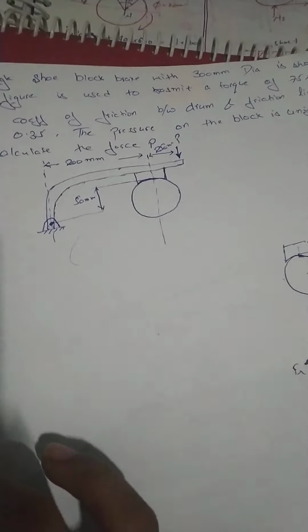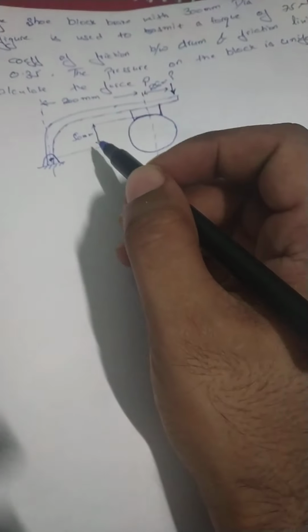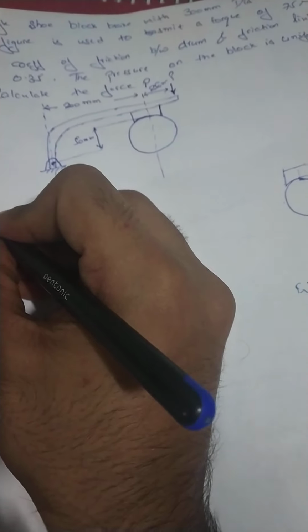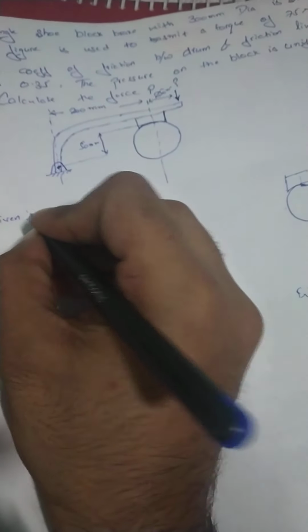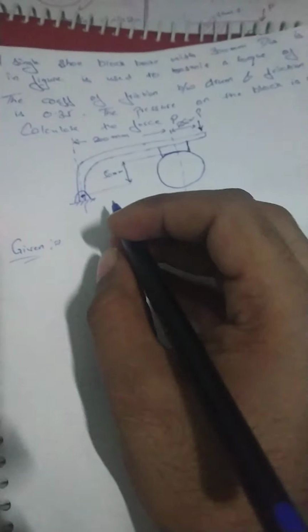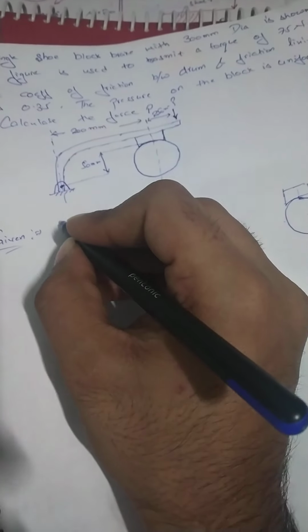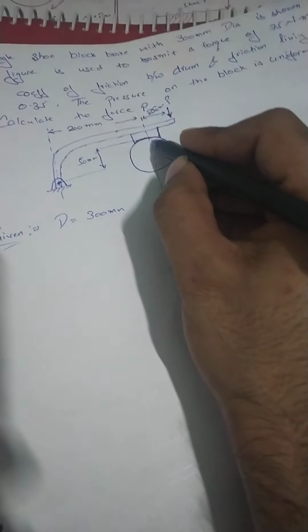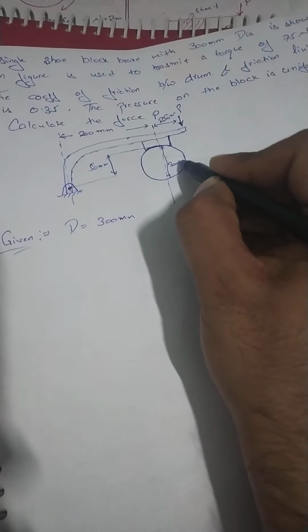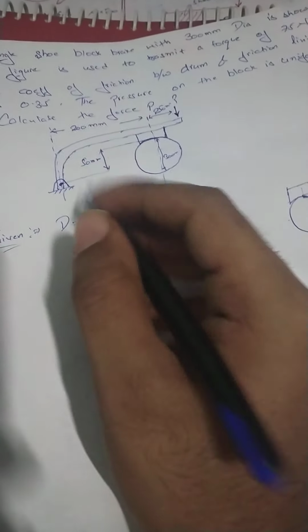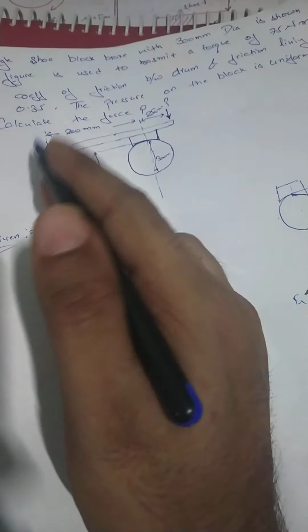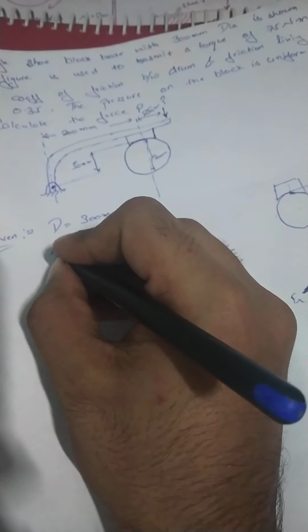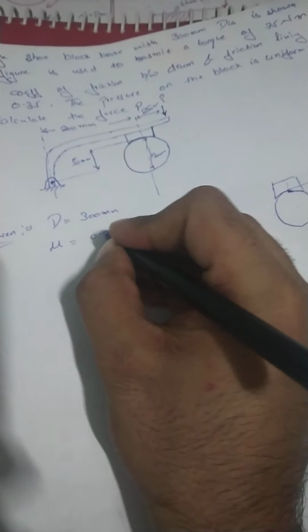Okay, so here we have an example. Let's solve this example. Let's check what is given to us. We have a drum diameter of 300 mm, a block diameter of 300 mm, and the friction coefficient is given as 0.35.